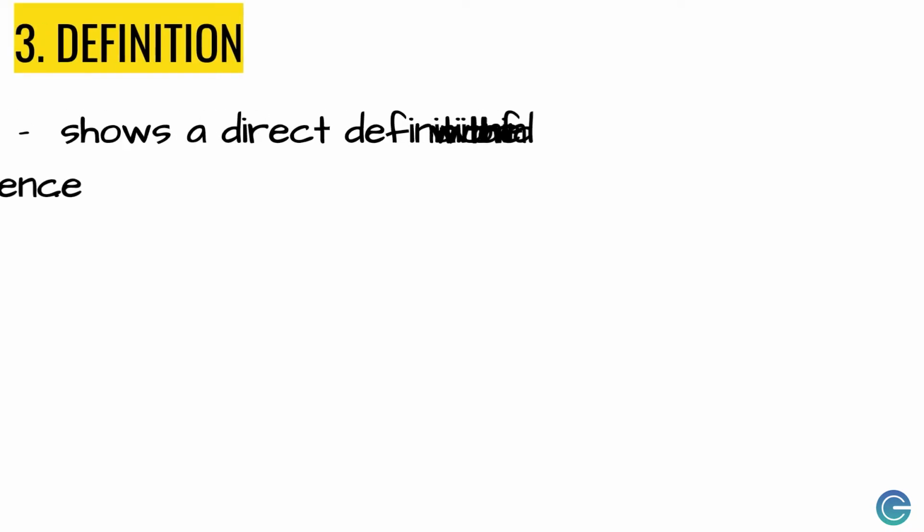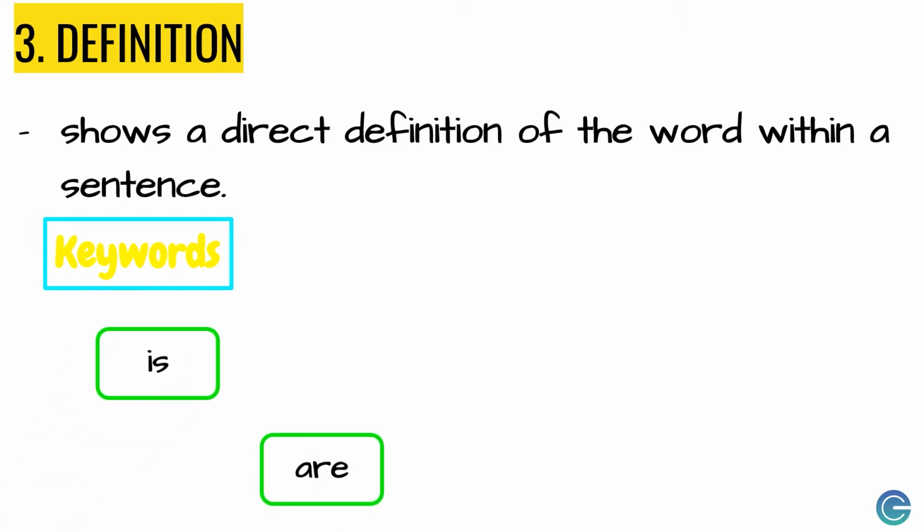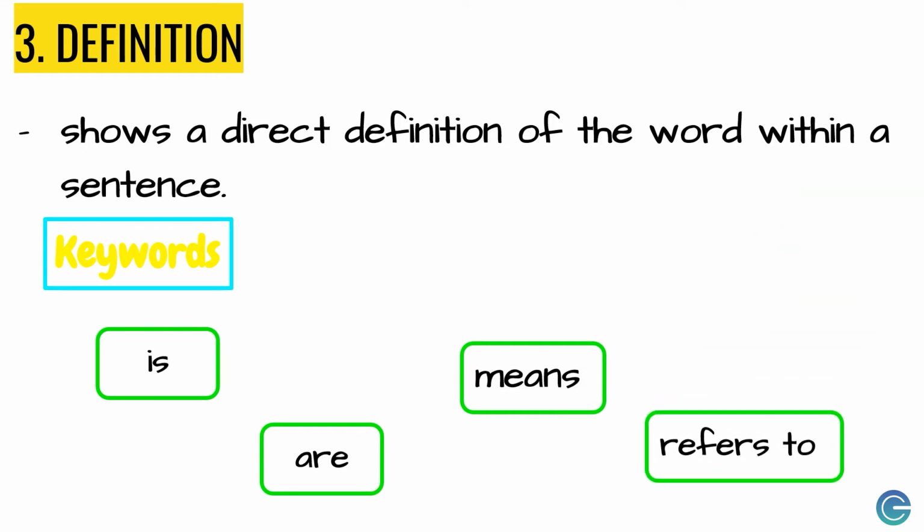Next, number 3, definition. This context clue shows a direct definition of the word within a sentence. Keywords used for definition context clues include is, are, means, and refers to. Let's take a look at the following example.